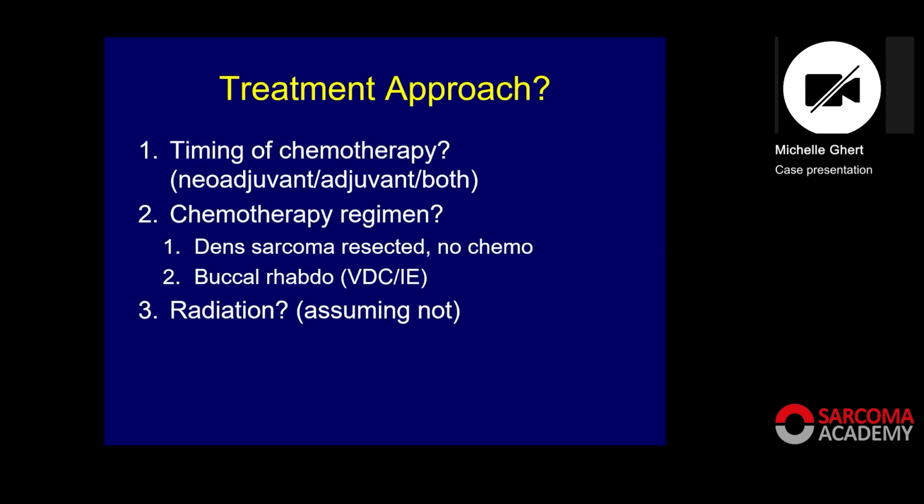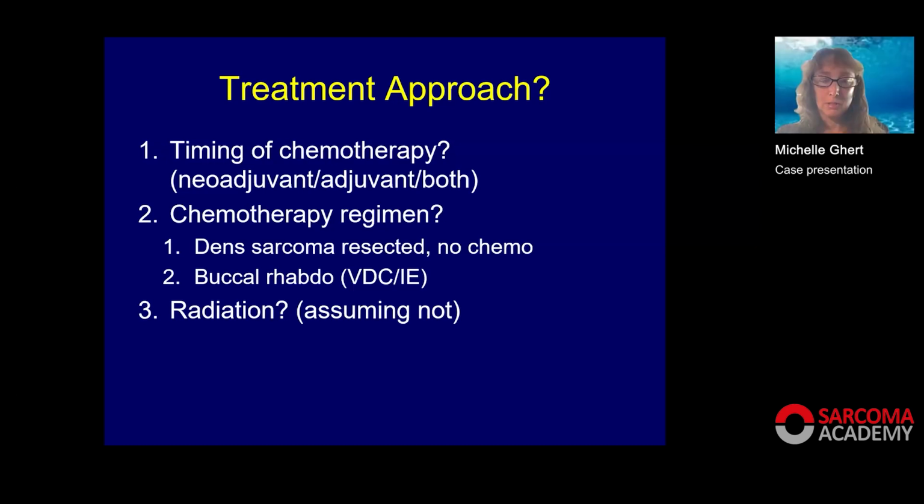Just another question, just out of curiosity. So the dens sarcoma was an osteosarcoma, do I remember this correctly, or was it another sort of sarcoma? They were separate. They were two. The buccal sarcoma was when he was almost a baby, probably a toddler. And the dens sarcoma was maybe a couple years later. So they were separate incidences.